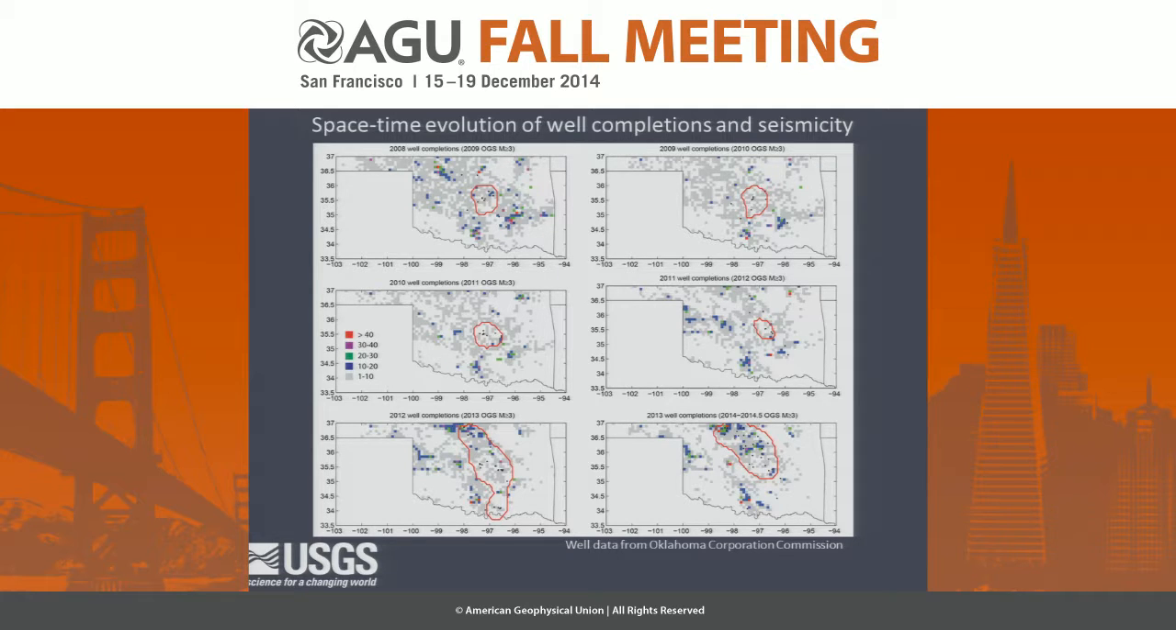That trend continues in 2013. Again, there continues to be a large number of wells being drilled up in the Mississippi Lime play. You can also see an uptick in the activity here associated potentially with Hunton dewatering. And again, you can see that the seismicity also seems to follow the industrial activity here. So this suggests that at least in the northern part of the state, the seismicity does indeed seem to be tracking some of these well completions.